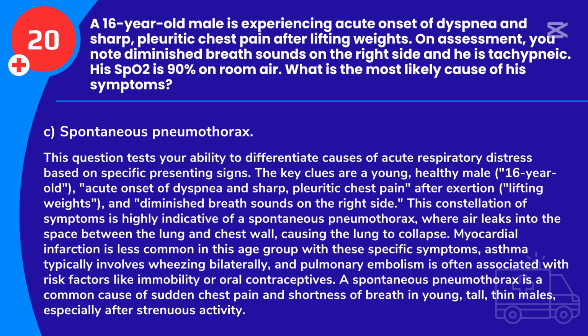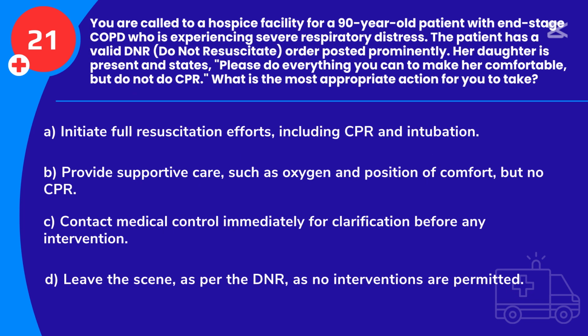Myocardial infarction is less common in this age group with these specific symptoms. Asthma typically involves wheezing bilaterally, and pulmonary embolism is often associated with risk factors like immobility or oral contraceptives. A spontaneous pneumothorax is a common cause of sudden chest pain and shortness of breath in young, tall, thin males, especially after strenuous activity.